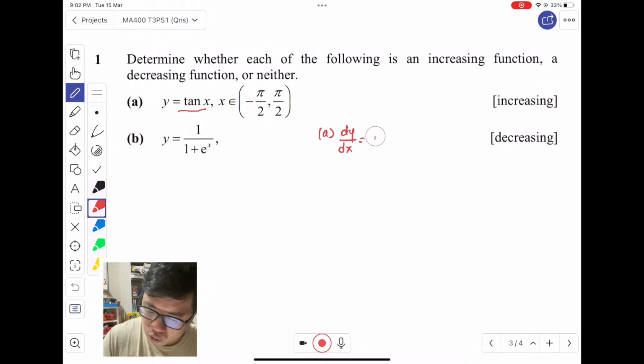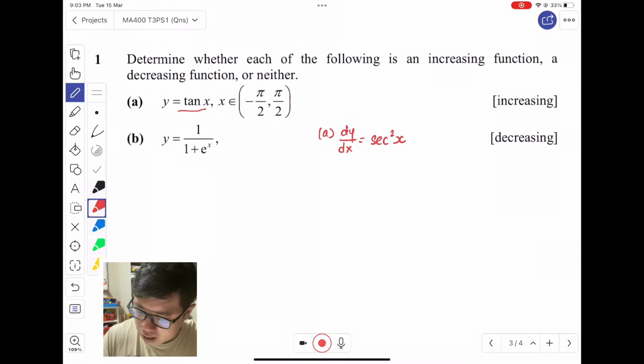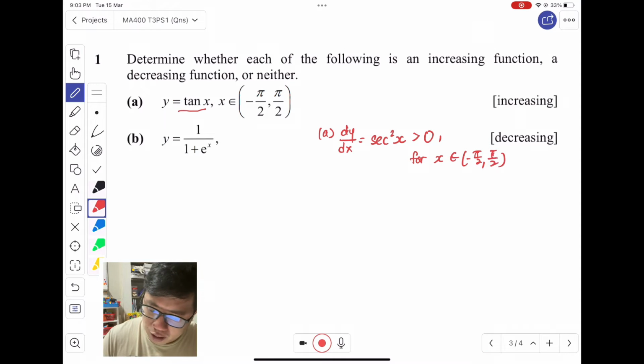will be equal to secant square x. And one of the things you do notice about secant square x is that because it's a square function, when you square it, it will always be non-negative, and you can see that this is always more than 0, irrespective of interval, except for the zeros of cosine. Other than that, it is more than 0 for x between negative pi over 2 and pi over 2. All right, so that does it for question A.